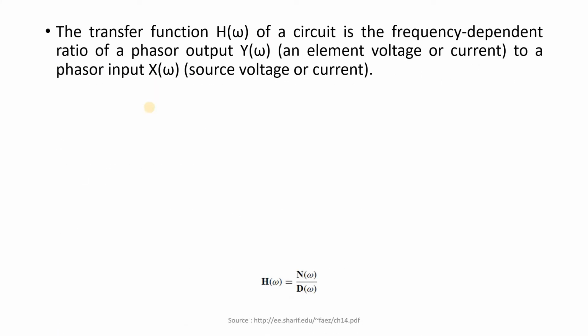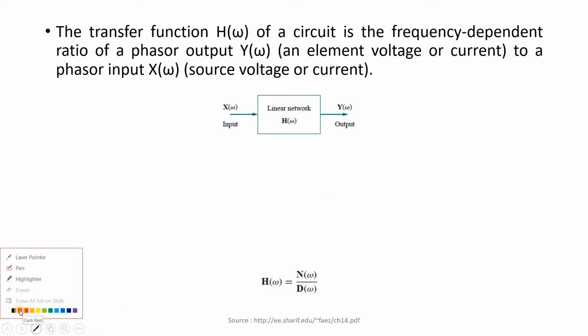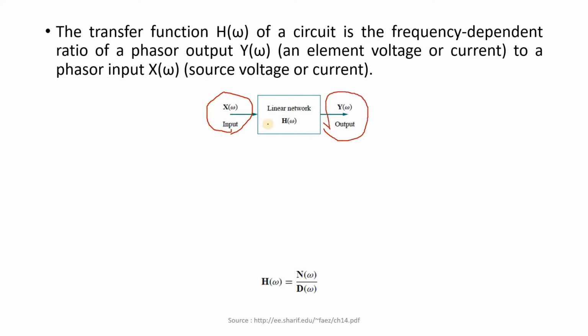So the transfer function of a circuit is the frequency dependent ratio of phasor output Y of omega, because we are dealing in terms of frequency, to phasor input X of omega. So this is a linear network. Here you can find that your input is X of omega, your output is Y of omega, and the linear network's transfer function is H of omega. So your output is your input multiplied by the transfer function.